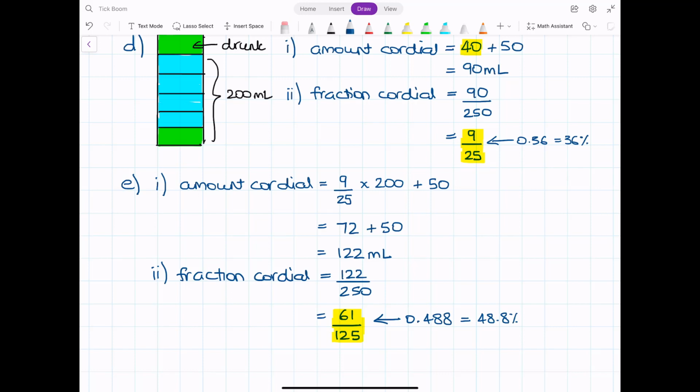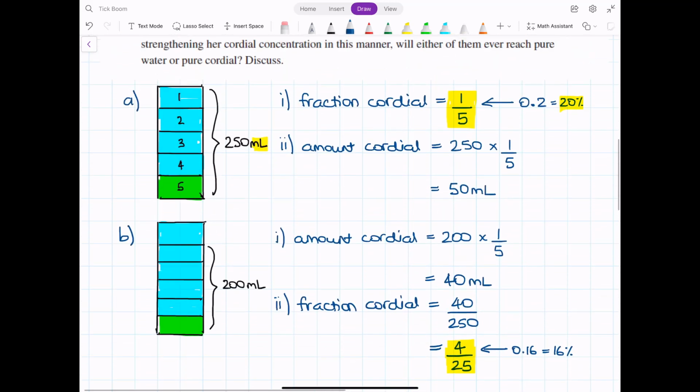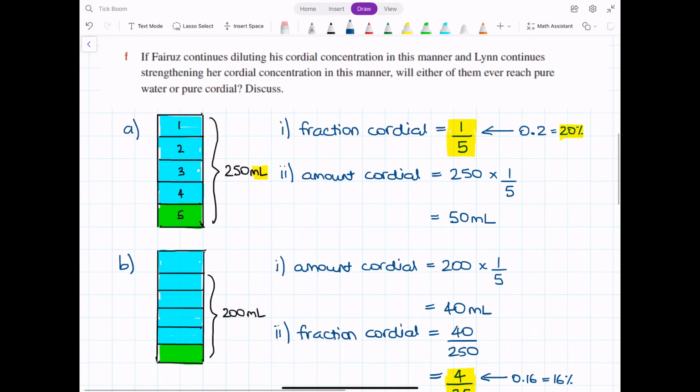And that leads us to the final part of this question, which is part F. And it says, if Feroz continues diluting his cordial concentration in this manner, and Lynn continues strengthening her cordial concentration in this manner, will either of them ever reach pure water or pure cordial? And the idea is to discuss this.